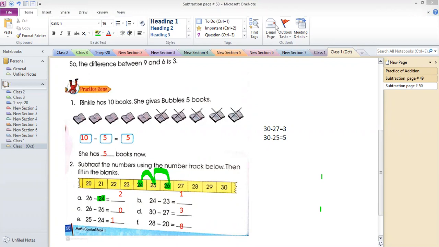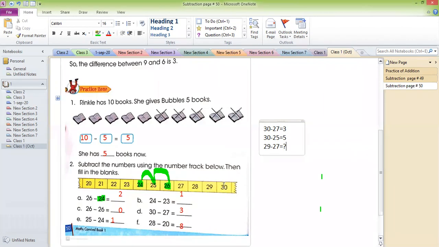Abdullah, can you hear me? Yes, teacher. I want to ask you 29 minus 27. Can you tell me 29 minus 27 equals what? 2. How do you know? You can count by fingers. You can have many methods to solve, but with the help of the number track, this is 29, and you go 1 and 2 steps back to reach 27. So 29 minus 27 equals 2. Very good.